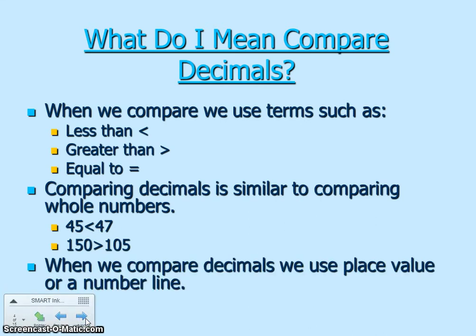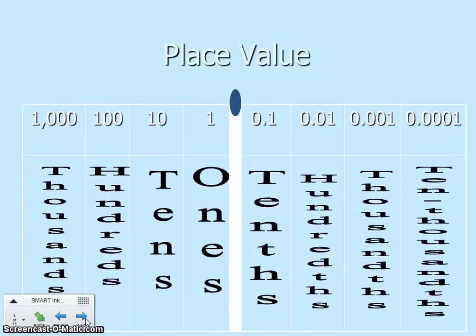And when we compare decimals, we could use place value or a number line. So you see a place value chart here. To the left of the decimal is our whole numbers, ones through thousands. And to the right of our decimal point are our parts of a whole, our decimals, our tenths through thousandths.